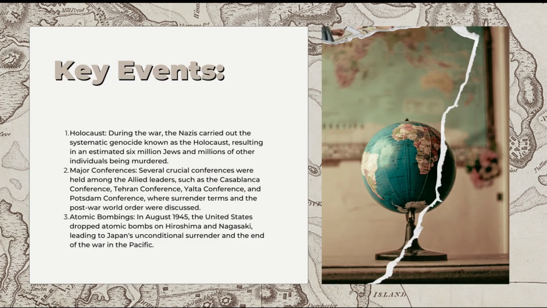Key events. 1. Holocaust. During the war, the Nazis carried out the systematic genocide known as the Holocaust, resulting in an estimated 6 million Jews and millions of other individuals being murdered. 2. Major conferences. Several crucial conferences were held among the Allied leaders, such as the Casablanca Conference, Tehran Conference, Yalta Conference, and Potsdam Conference, where surrender terms and the post-war world order were discussed.